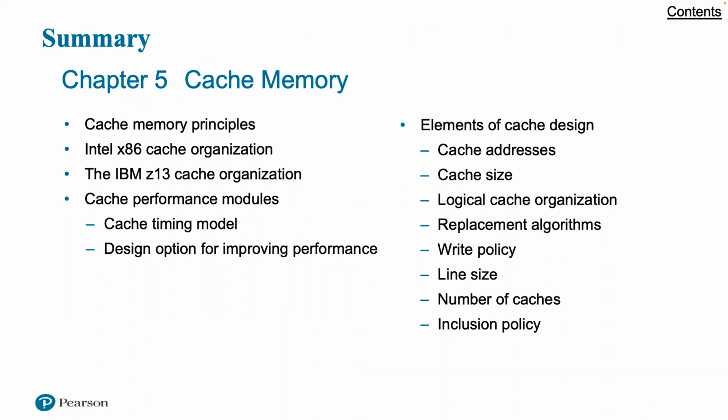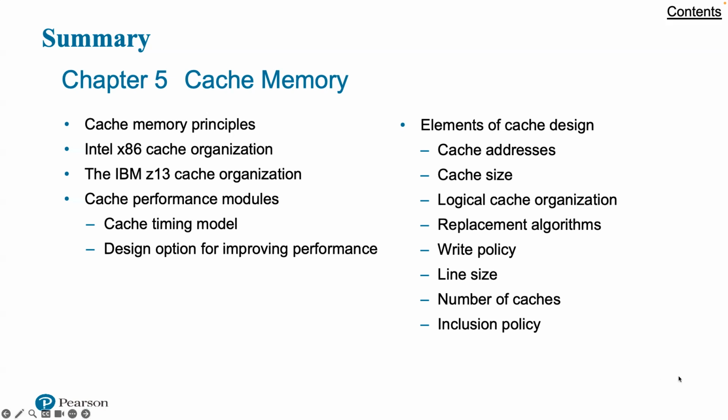We'll get into cache memory principles, so get familiar with the things that are done in terms of caching. We'll look at an example with the Intel x86 cache organization. And then, in contrast, we'll look at the IBM z13 cache organization, so two different processors. We'll talk about cache performance models, the timing model, and the design options for improving performance. Then we'll look at the elements of cache design: the cache address, the cache size, the logical cache organization, replacement algorithms, write policy, line size, number of caches, and inclusion policy.